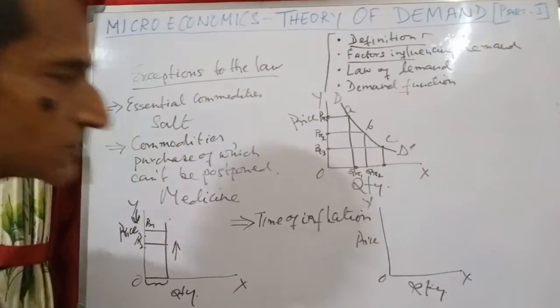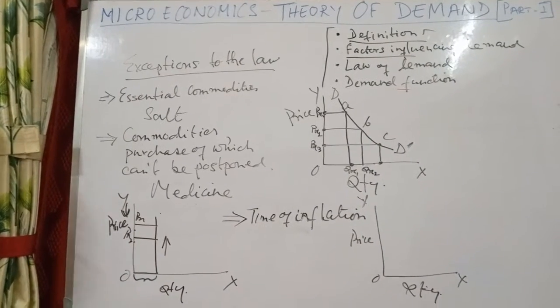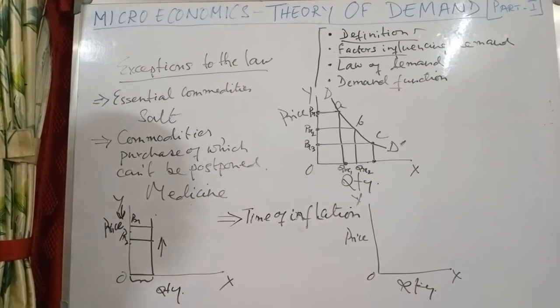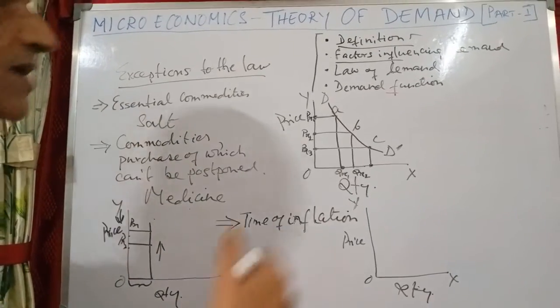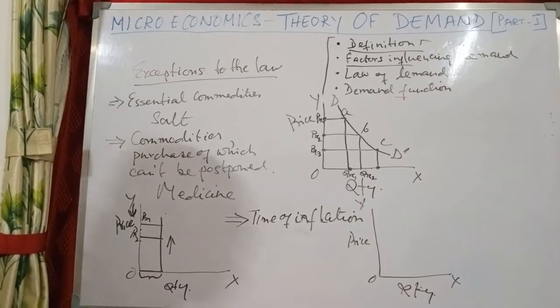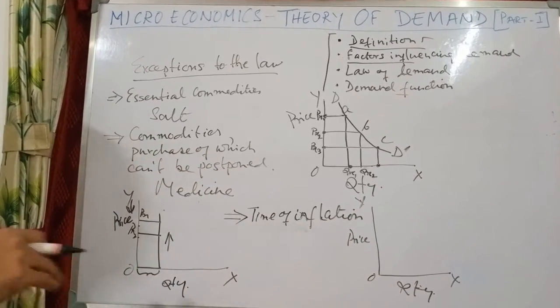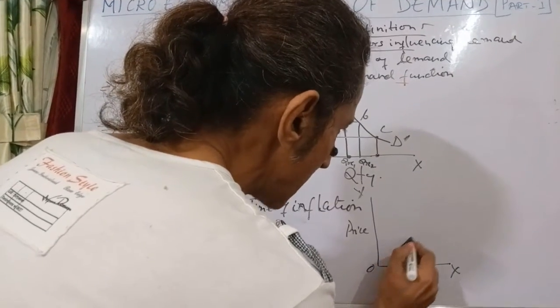All the consumers will think alike that as price is continuously increasing, tomorrow or day after tomorrow it will go beyond their reach. So it is better to buy now. In that case, the demand curve will be upward sloping.